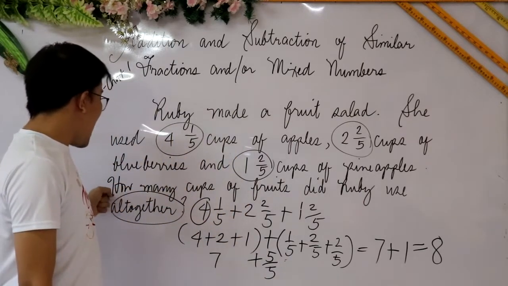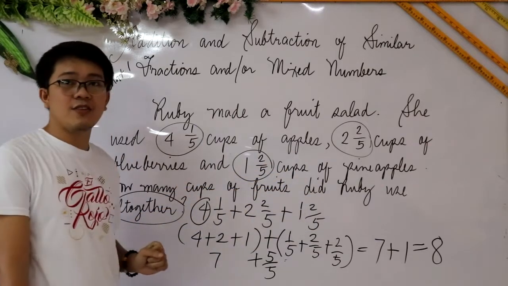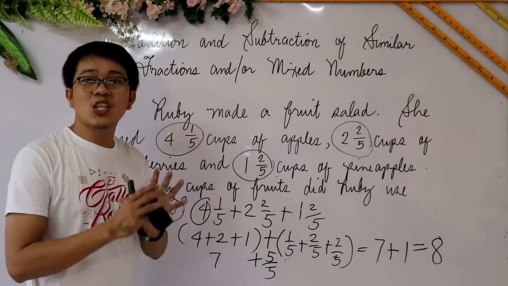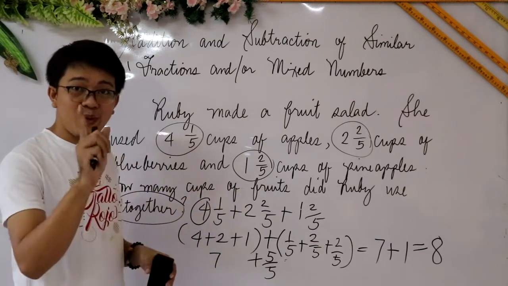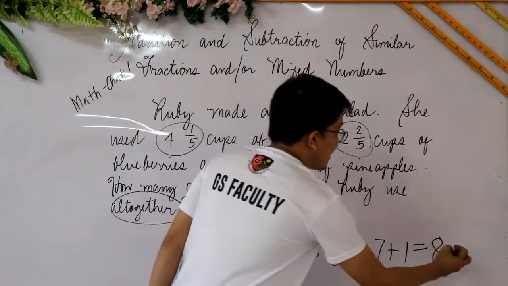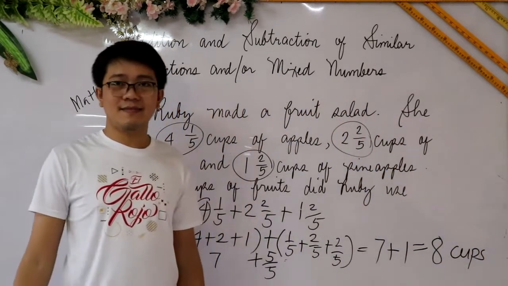Now let's go back to our problem earlier. The question was, how many cups of fruits did Ruby use altogether? Since the problem is asking us to get the total amount of cups or the total number of cups, then don't forget to label your answer. And the label is, yes, it's 8 cups.